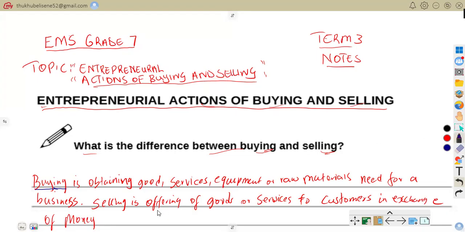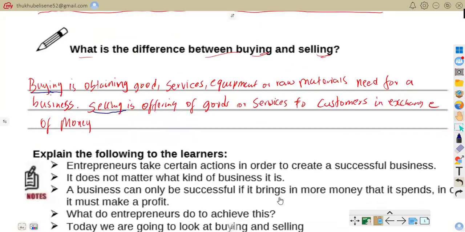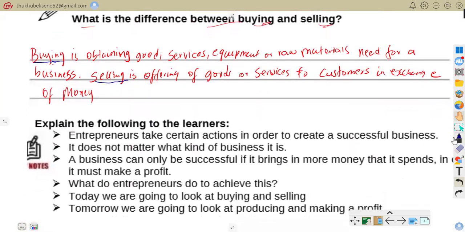So meaning to say, for example, Mpo sells the meal to people in her community. She's now selling. She's now offering the meal to people in the community. But she first bought it from Macro. That was buying. So hope we understand that. Let us move on.